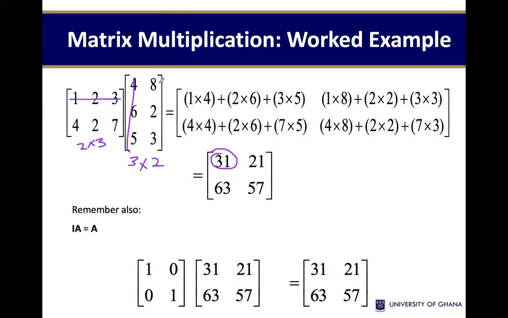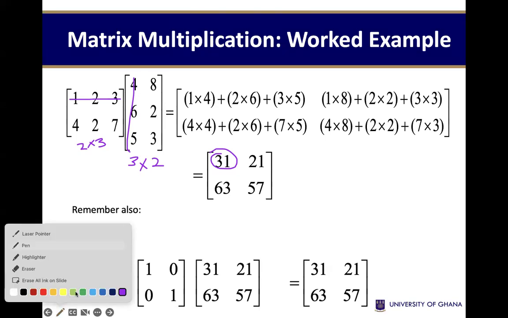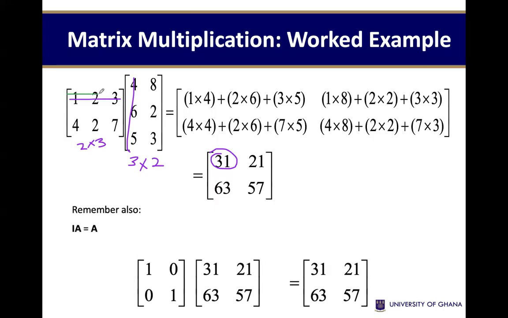Okay, so then we can do the other one, which is also going to be the same first row, 1, 2, 3, with the 8, 2, 3 column. So let me pick a different marker there. This one. So that's going to give us 1 times 8, which is this, plus 2 times 2, which is that, plus 3 times 3, which is that. And when you do that, you should be able to get your 21.